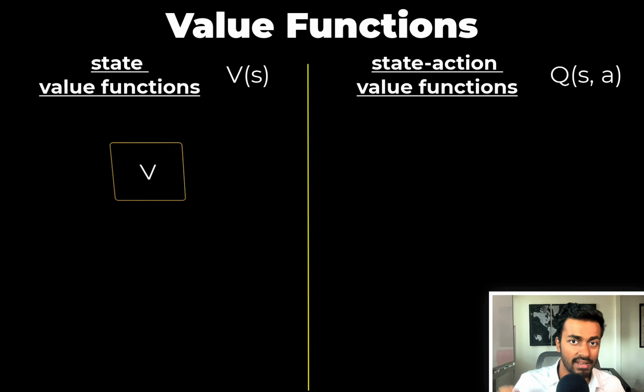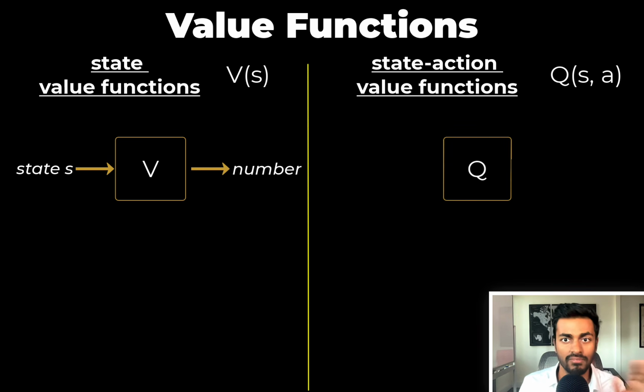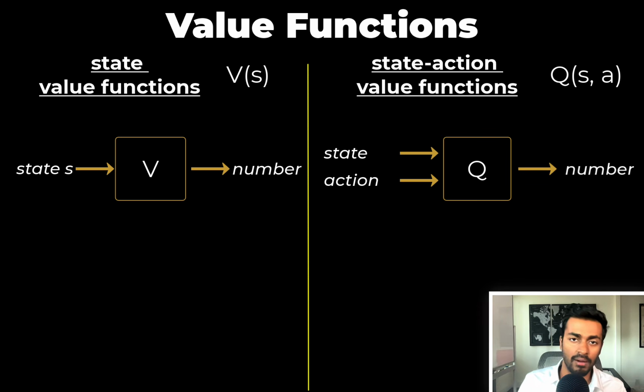So the state value function will take a state as input and output a real number, whereas the state action value function will take the state and action as input, and it'll output a real number. So this real number is also known as a Q value. Ooh, Q. So we're getting close to Q-learning here.